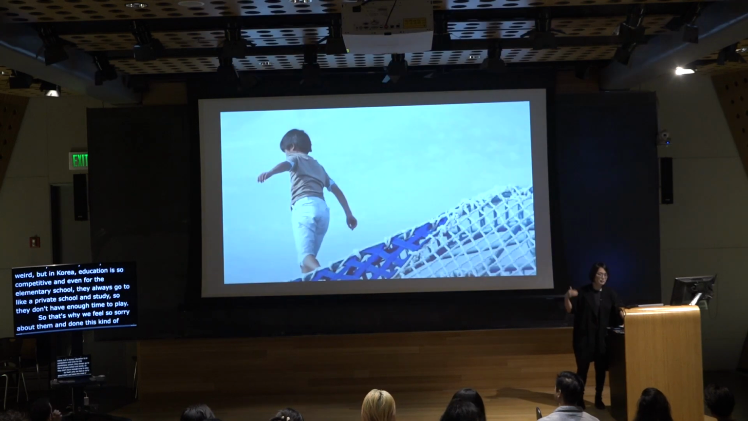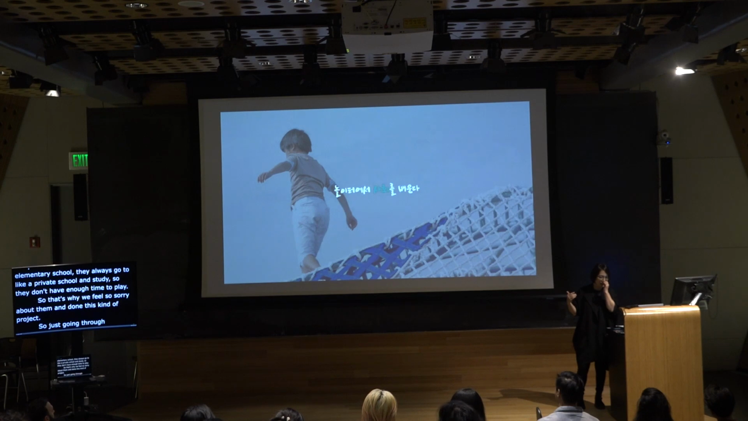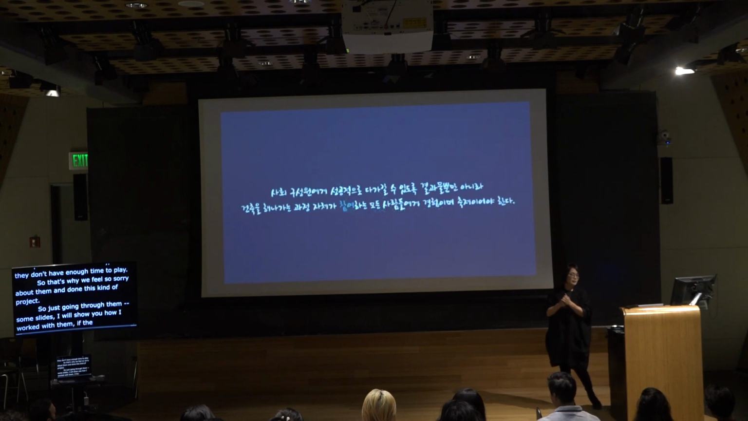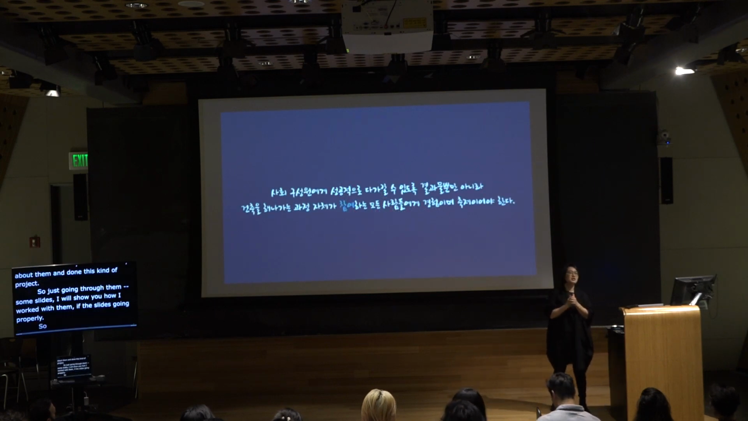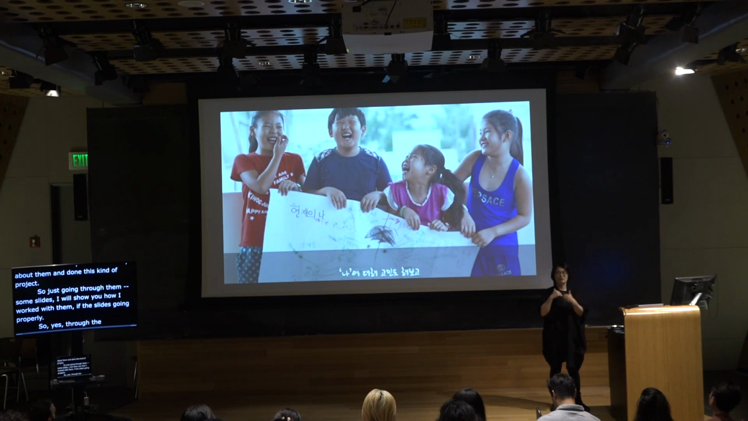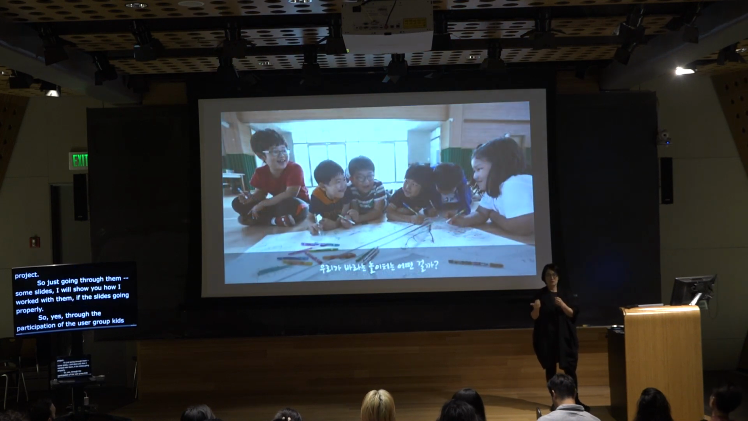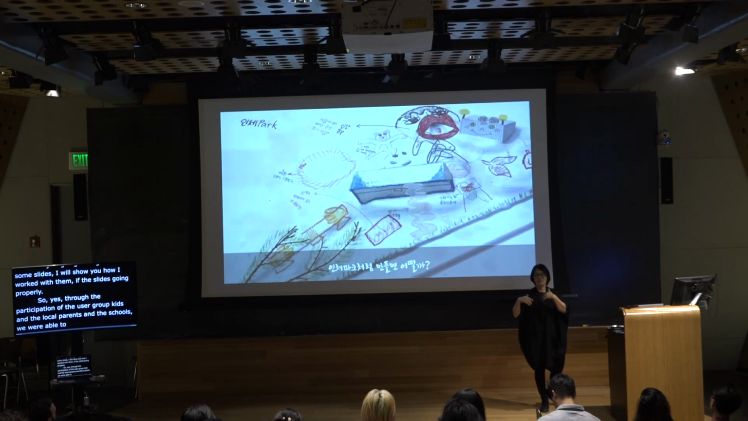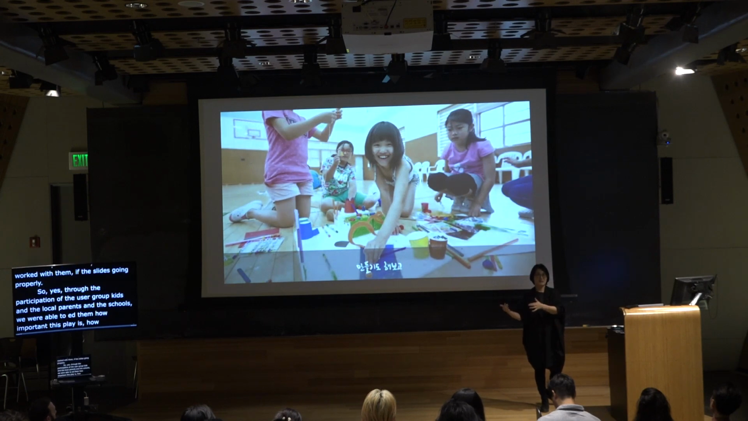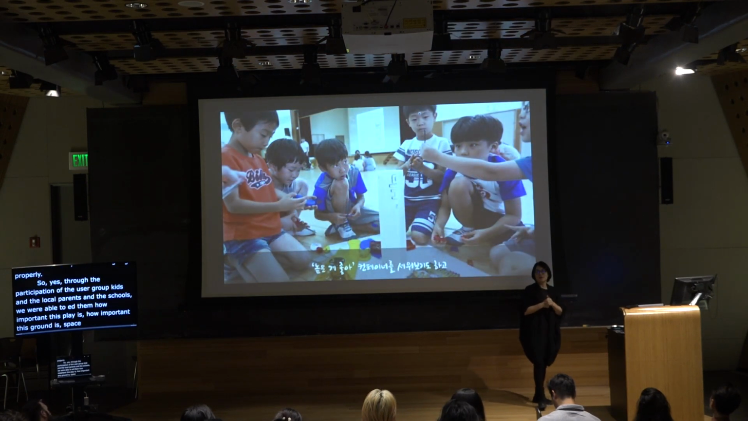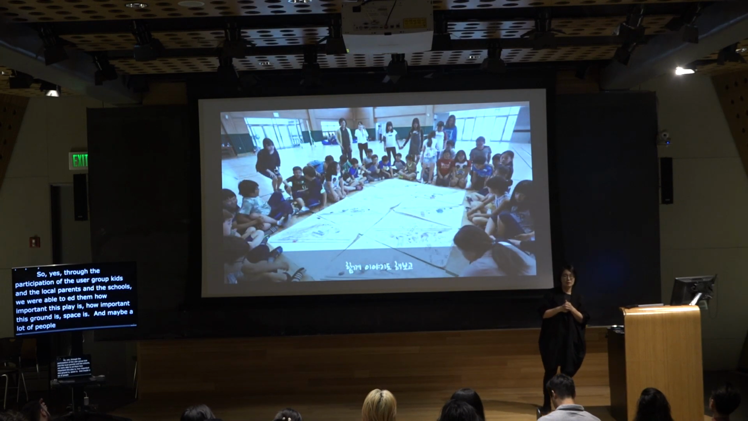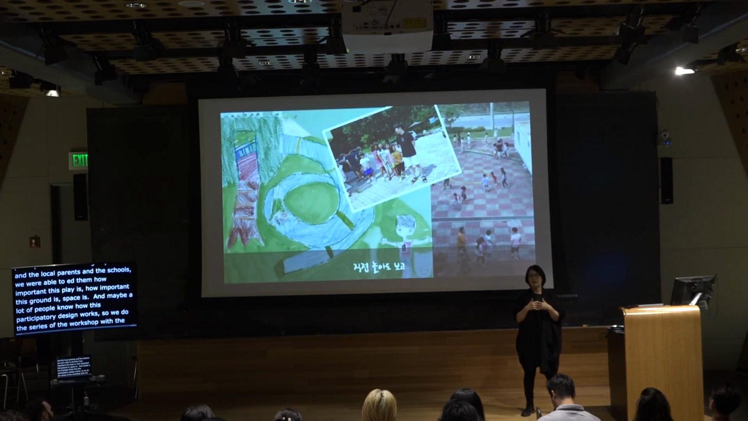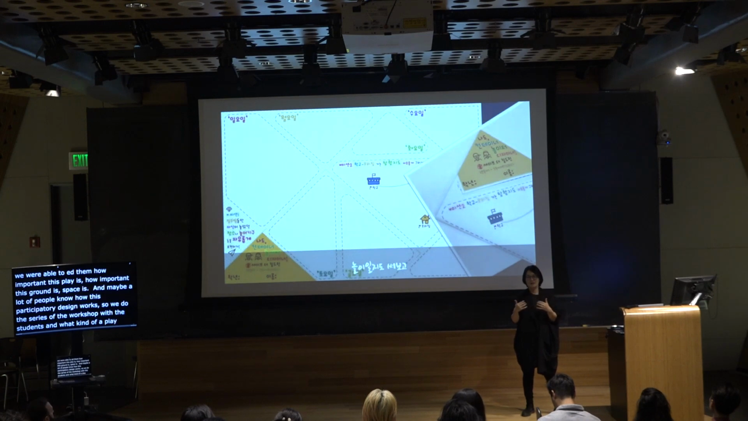So just going through some slides, I'll show you how I worked with them, if the slides are going properly. Through the participation of the user group, the kids, the local parents and the schools, we were able to educate them how important play is, how important this ground, this space is. And maybe a lot of people know how this participatory design works. We do a series of workshops with the students on what kind of play games they do, what kind of space they want.